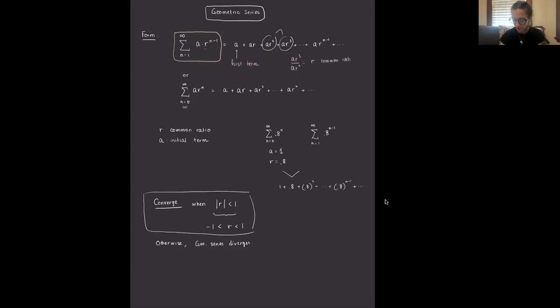So a couple of different ways of writing this series. We can shift everything down and start at n equals 0, and then r is raised to the nth power instead. So this is just some ways of writing geometric series. They always look the same.